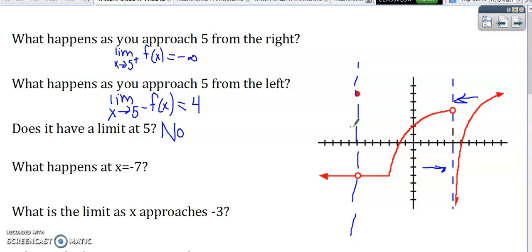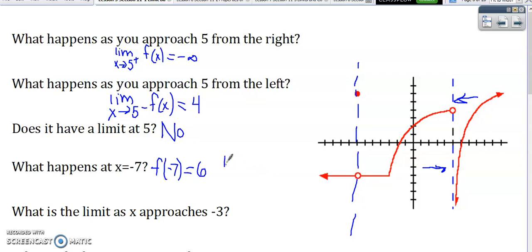All right, so what happens at negative 7? Well, let's think about what the function actually equals. What is f of negative 7? f of negative 7 is 6, because I have an actual point here. Negative 7, 6 is the actual point. Down here, this is an open circle, right? We know that's a spot where it doesn't equal.